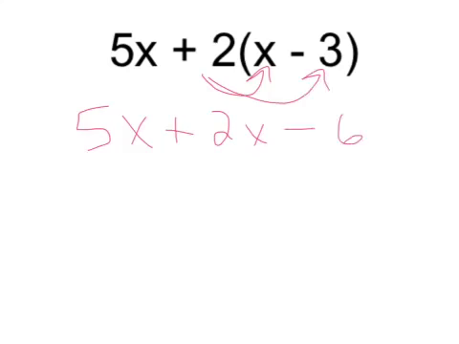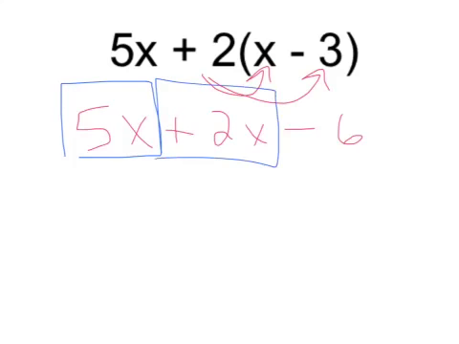Okay. Our next step after we distribute is to combine like terms. When we combine like terms, remember they have to have the same variable with the same exponent. So I can see that I have the variable x here. So I have 5x plus another 2x. That gives me 7x altogether. And then I have a constant of negative 6. So we just write minus 6.